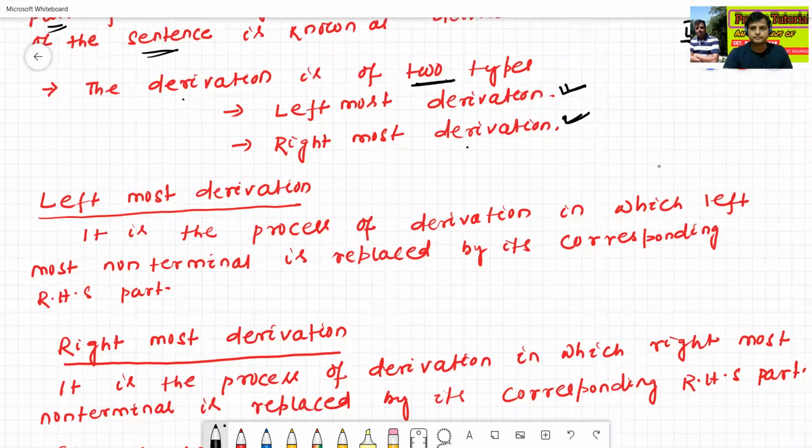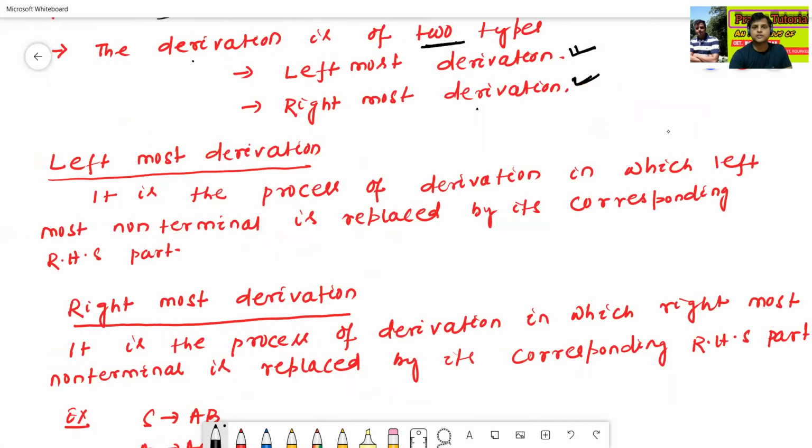The first derivation is called leftmost derivation. It is the process of derivation in which the leftmost non-terminal is replaced by its corresponding RHS part. Leftmost derivation means the leftmost non-terminal is replaced first.